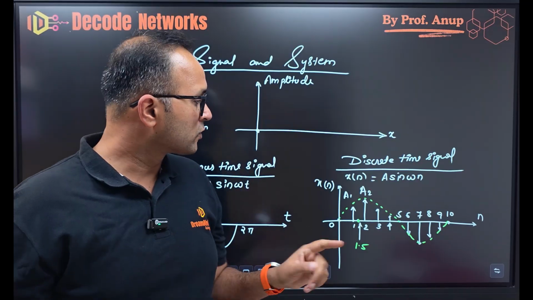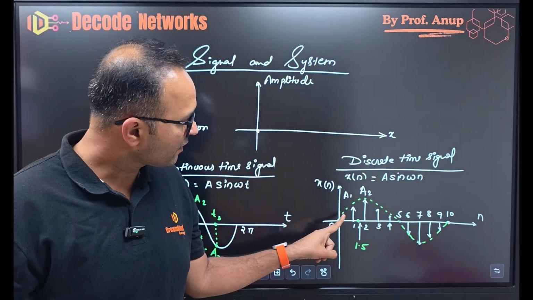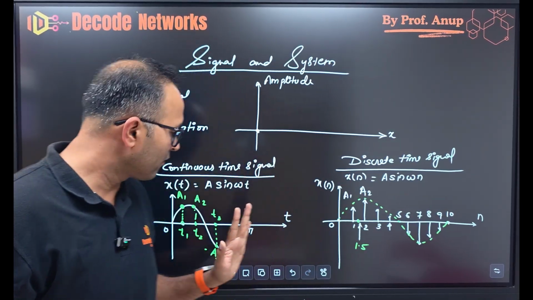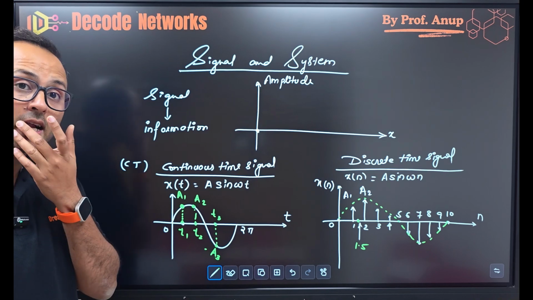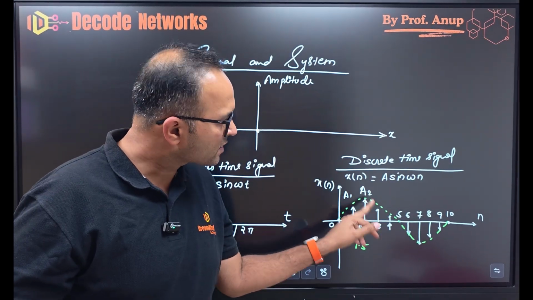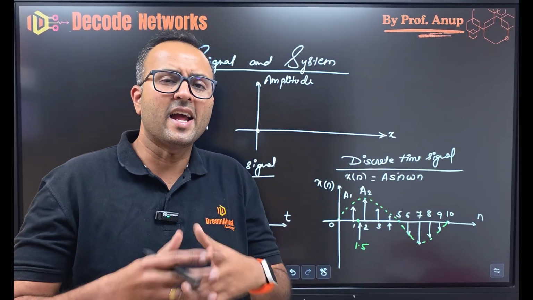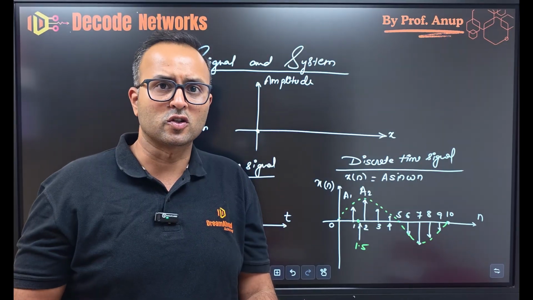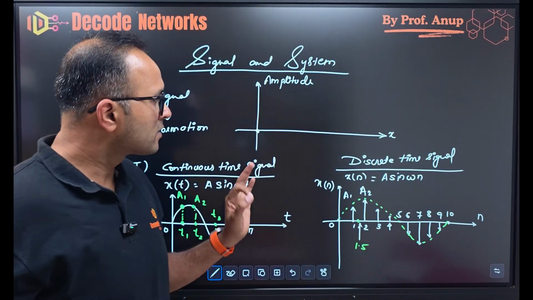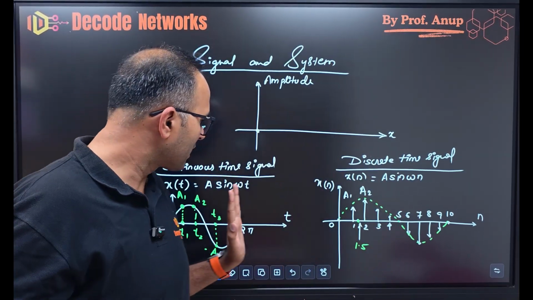Now one more thing. Students also get confused whether the amplitudes are also integers. No, the amplitudes are the same. The information you get here is exactly the same. Your amplitudes can be any number. It can be 2.5, 1.5, any decimal number. It can be an integer also, but not only integers. Integer is only for time. This is the difference between a continuous time signal and a discrete time signal. Hope you are clear with this.